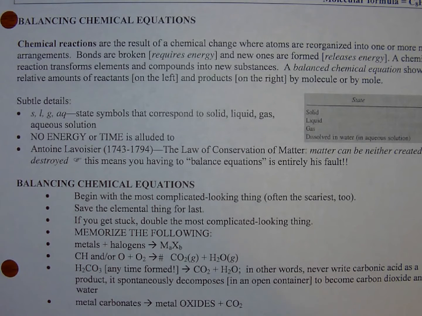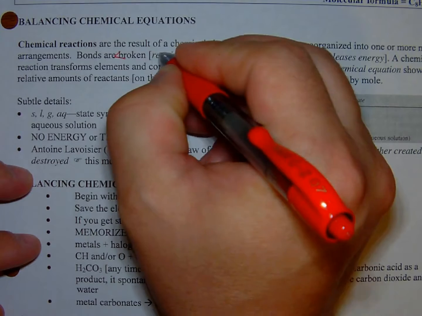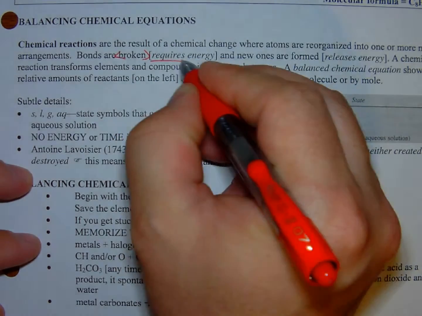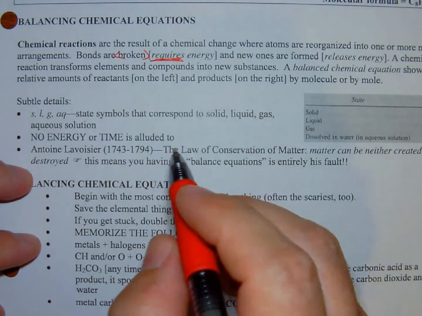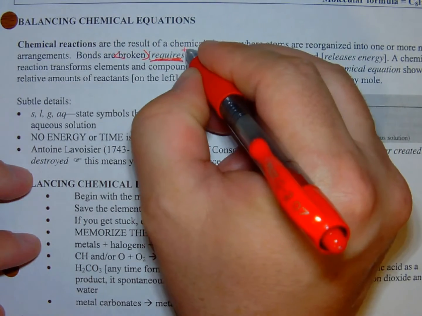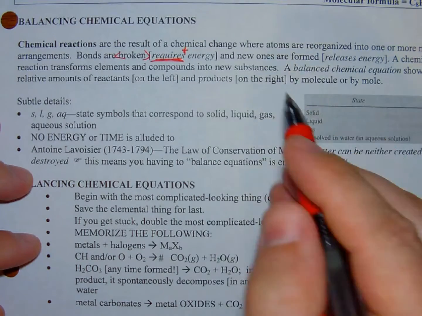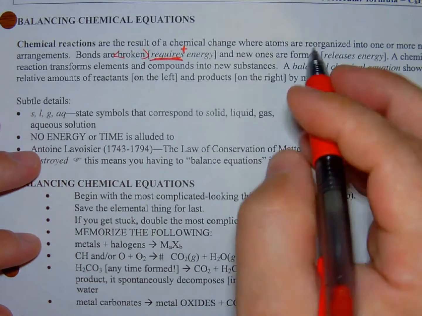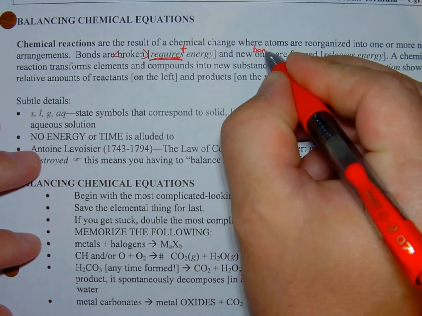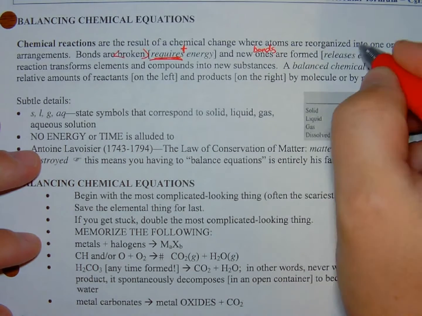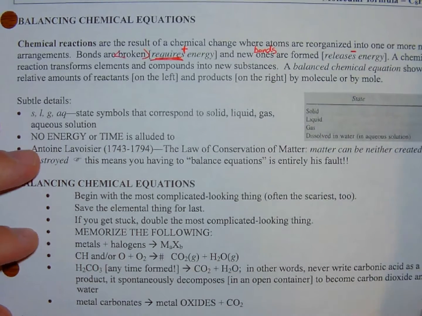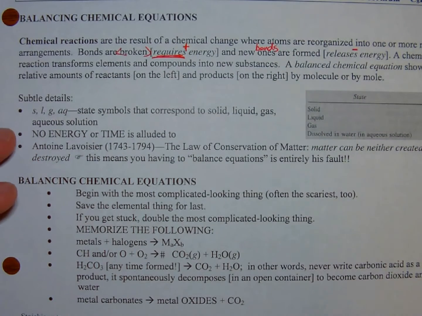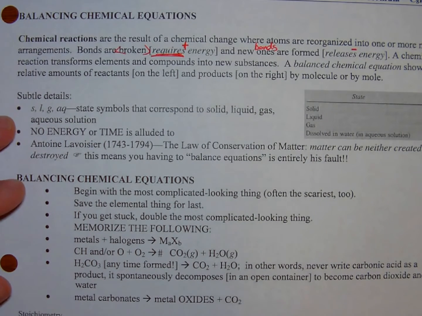So that means that bonds are broken, which requires energy. You have to put energy into the system, right? So there's an adding of energy. And new bonds are formed, which releases energy, right? There's an expending of energy. Energy leaves the system, so we denote that with a minus sign.